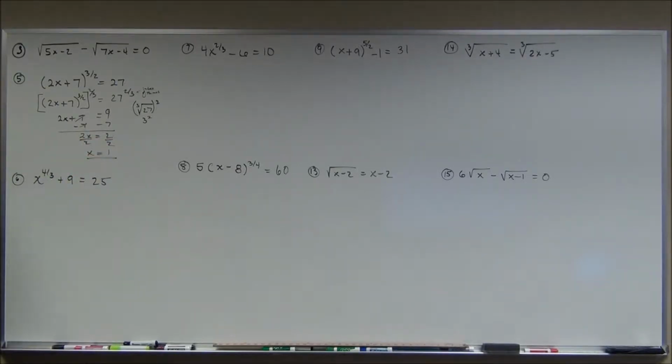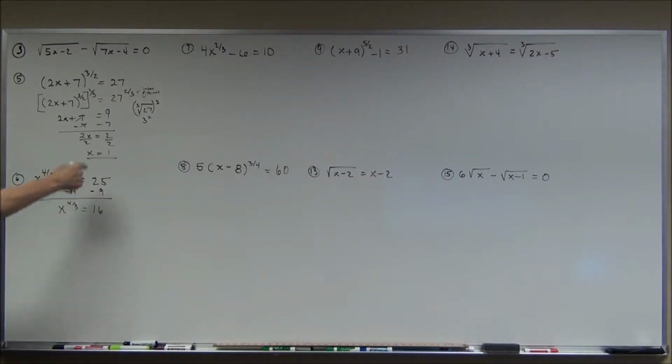There's my answer. Now on this equation here, number 6, I'm going to get the variable by itself, so I'm going to undo the stuff around it. But this time, only the x is being raised to that power, not the plus 9. Before, remember how the plus 7 was in the parentheses? The plus 9 is sitting out, so I'm going to deal with it first by subtracting 9 from both sides. And I have x to the 4/3 is equal to 16.